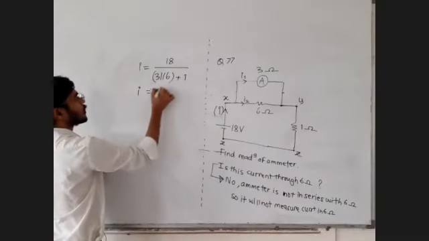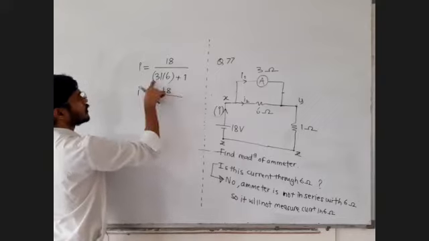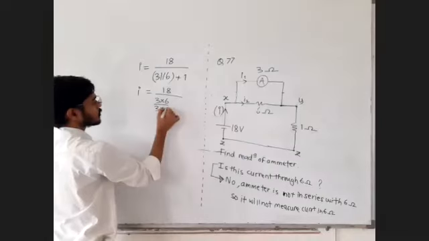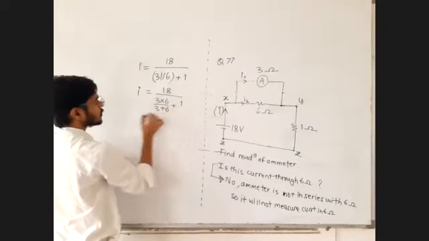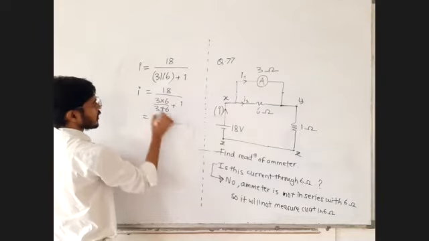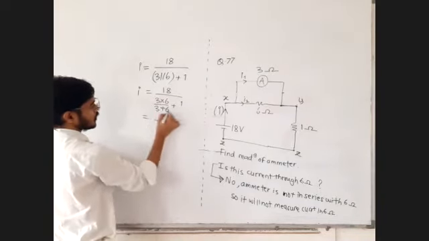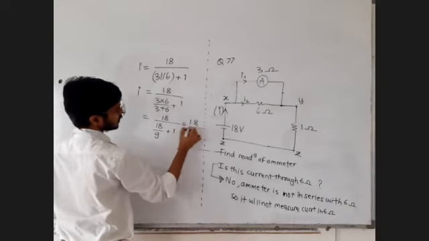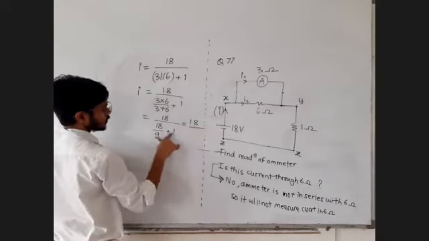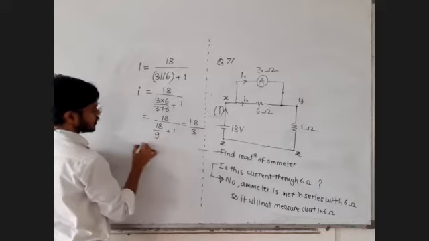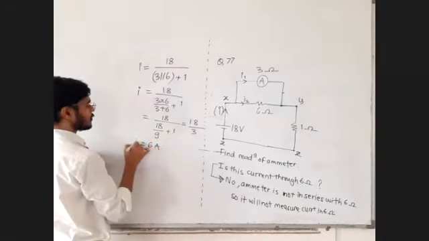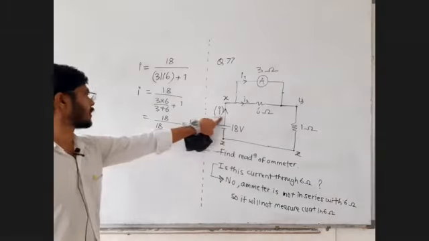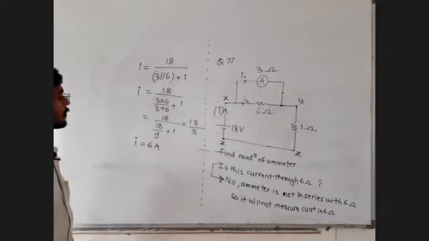So let me find the total current from the battery. 3 in parallel with 6: 3 into 6 upon 3 plus 6, that is R1 R2 upon R1 plus R2, plus 1. 3 into 6 is 18, 3 plus 6 is 9, so 18 divided by 9 is 2. 2 plus 1 is 3. 18 upon 3 is 6. So that is the current given by the battery, that is 6 ampere.